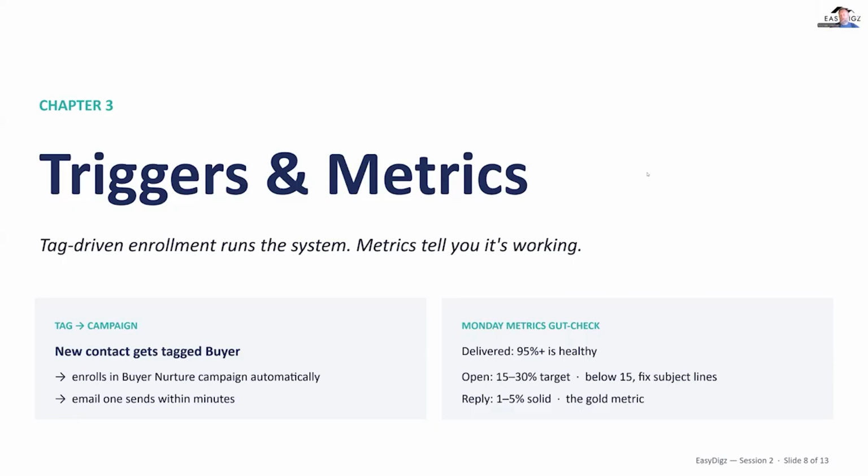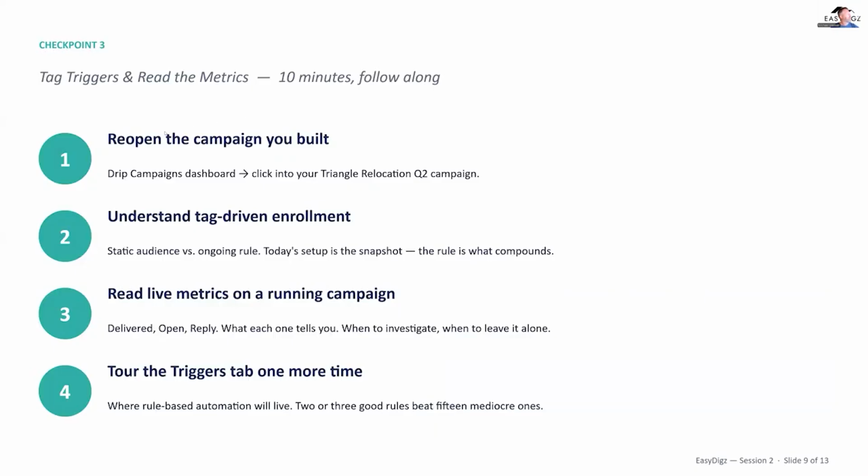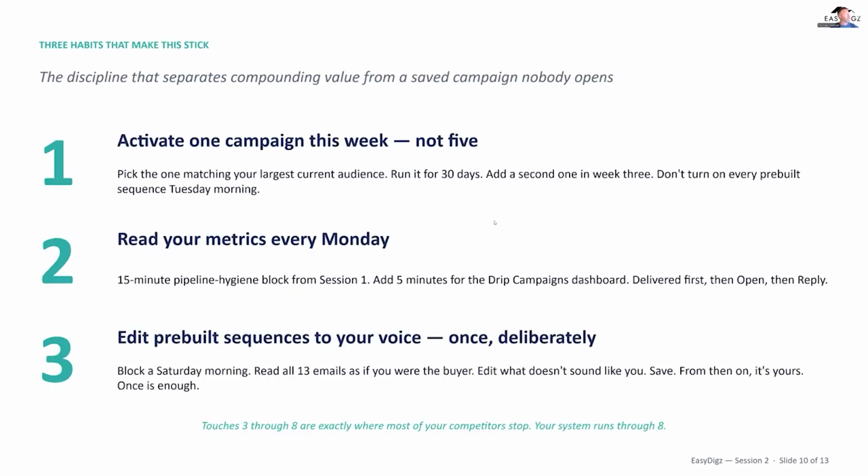That email will come straight back through to whatever working email that you want, your primary inbox. So we have that email routing set up, and that webinar, again, we covered about a month ago. So we can see the tag-driven enrollment. I showed you the live metrics on running the campaign, and the triggers tab, we covered that.